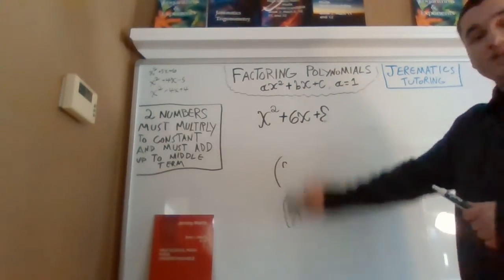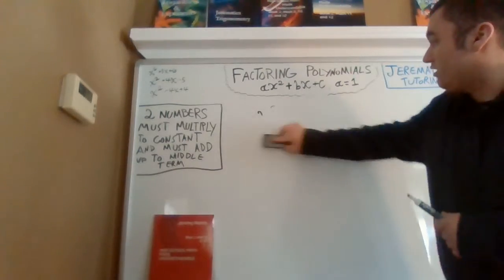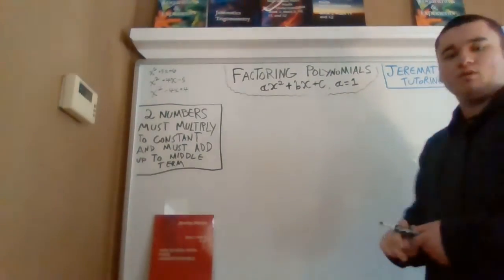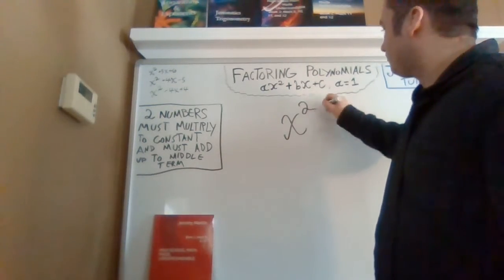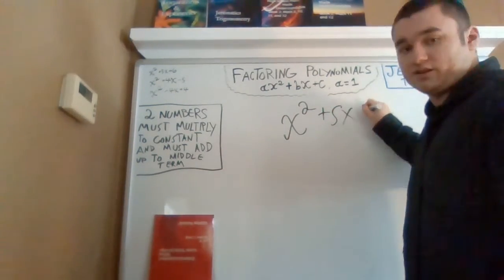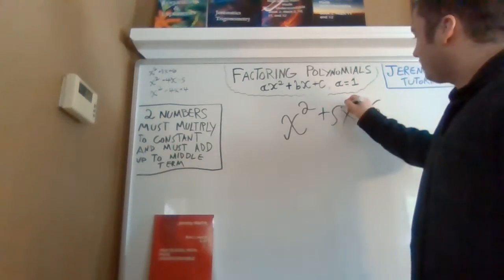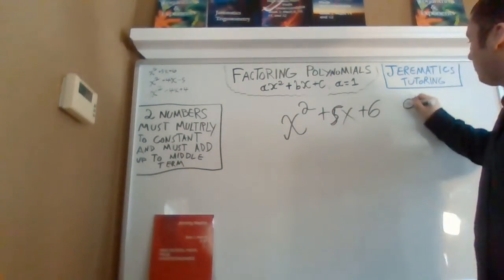So as you can see, this trick is actually pretty easy once you get the hang of it. The next example I will give you will be another easy one, x squared plus 5x plus 6. So we need to find two numbers that multiply to our constant term.